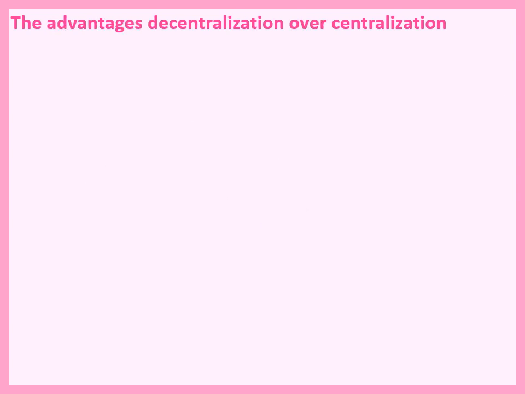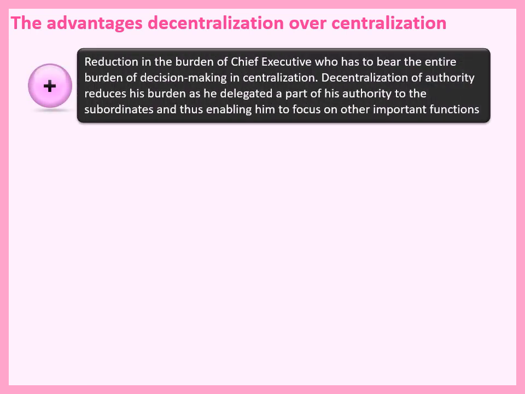Here are the advantages of decentralization over centralization. Reduction in the burden of the chief executive, who has to bear the entire burden of decision making in centralization. Decentralization of authority reduces his burden as he delegates a part of his authority to the subordinates, thus enabling him to focus on other important functions.